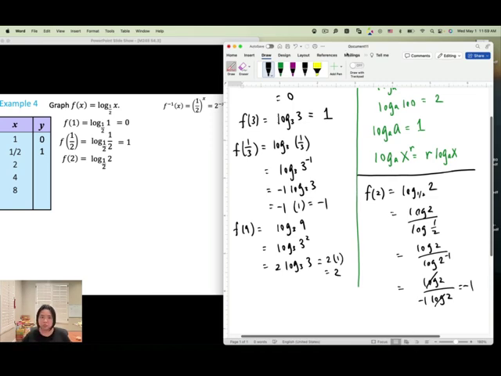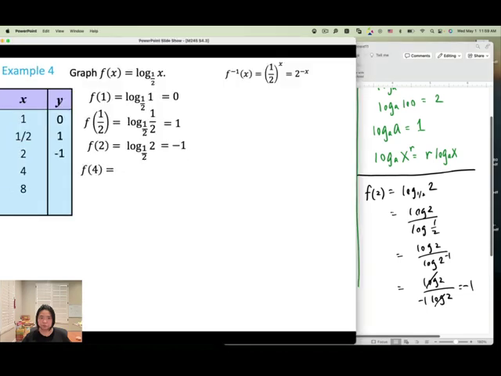Okay, that's the same idea. And then the 4, same idea, you're going to get negative 2. Try to work on it like the previous one here. And then last one.